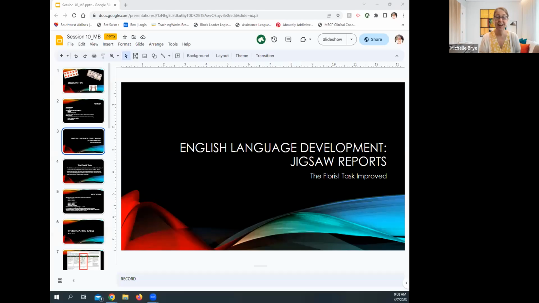This portion of our presentation. So what we're going to be looking at is English language development. And if you remember from part 1 last week, we looked at ELD and we looked at mathematics.